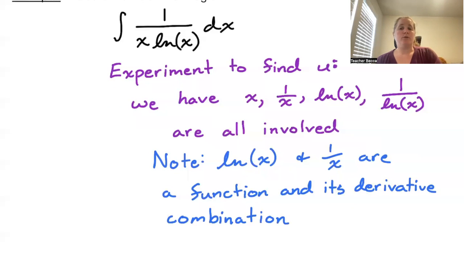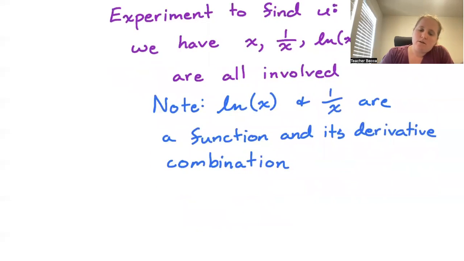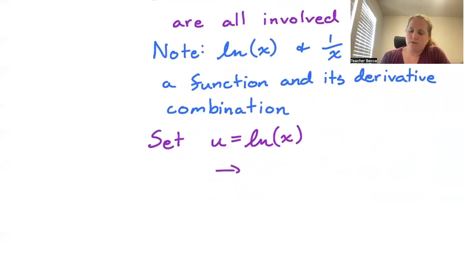So as a result, for this one I would go ahead and pick natural log x as our u, because then the du dx just naturally falls into the problem. So let's go ahead and set u to be natural log of x. Then we have du as 1 over x dx.